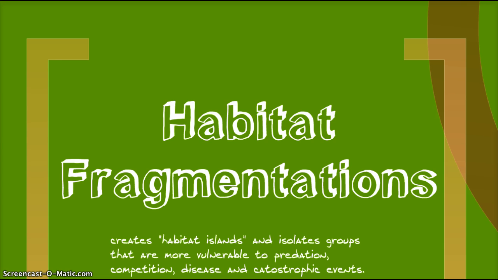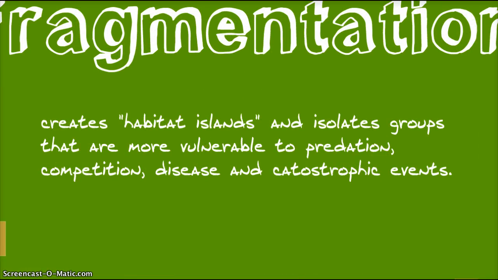So when we talked about this with the island biogeography, habitat fragmentation occurs when we create these habitat islands where we've built roads or we've broken up these large pieces of habitats to where organisms can't cross over into the different areas, or it makes it more difficult. So it isolates those groups and makes them more vulnerable to predation, competition, disease, and catastrophic events. You also decrease the gene pool in those areas. So we want to minimize the habitat fragmentation as much as possible.